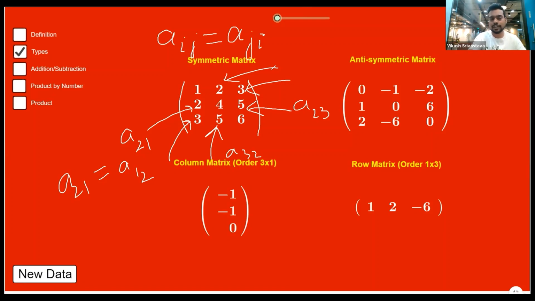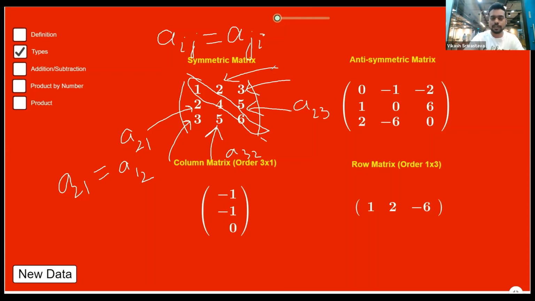And of course, if you look at the diagonal elements, these are 1, 4, 6. Essentially for them the row number and the column number are identical, right? So if you flip the order of the row and the column, it's essentially the same. A11, A22, A33, all these elements are sitting on the diagonal. So this does not matter in this case, but of course we need to look at the other elements which are not sitting on the diagonal.